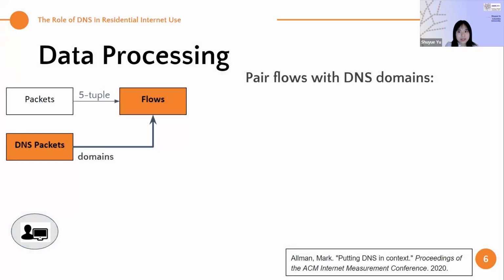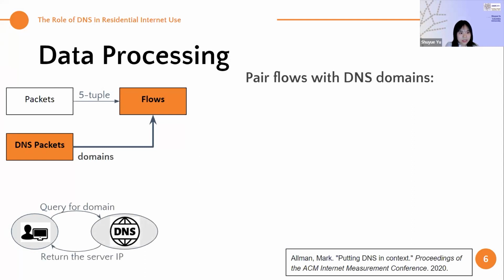In order to identify the sites that users access, we pair flows with corresponding DNS domains. We know that DNS works this way. When a client tries to access a service, it will first send a DNS query for some domain to a DNS resolver. The DNS resolver will then return the server IP address to the client. After getting the server IP, the client will establish a connection to the server to access the service.